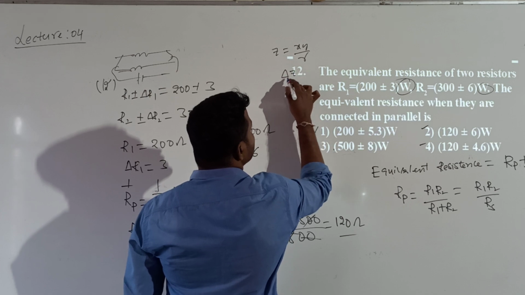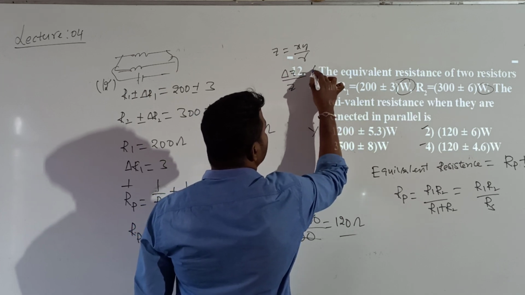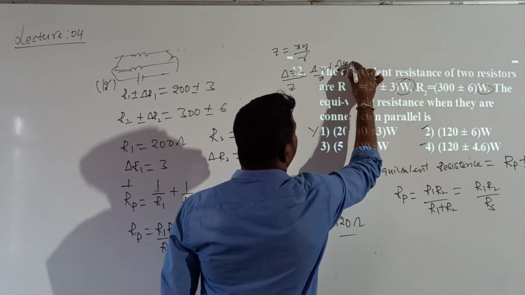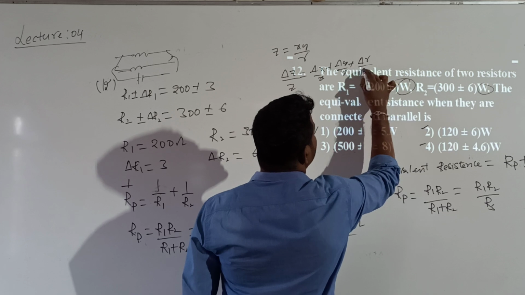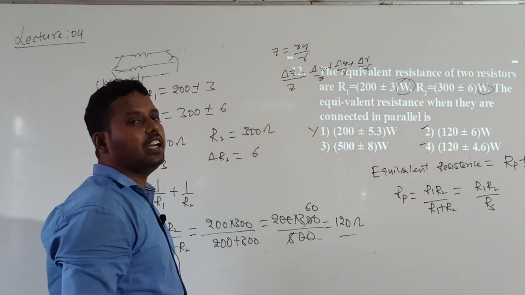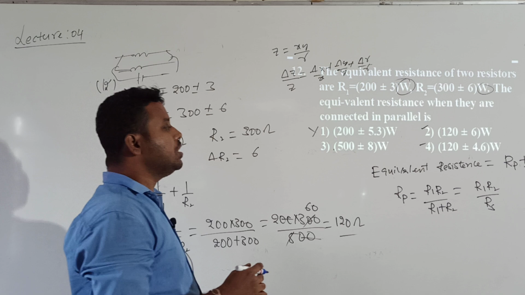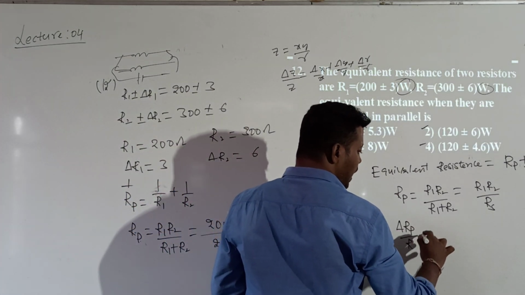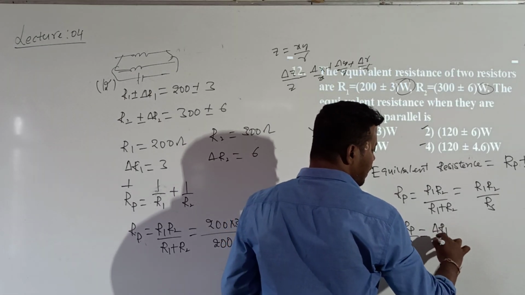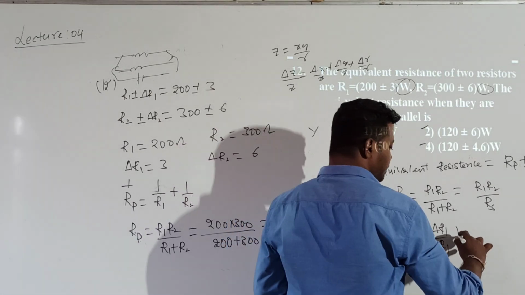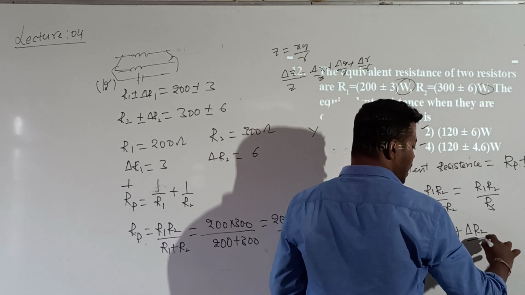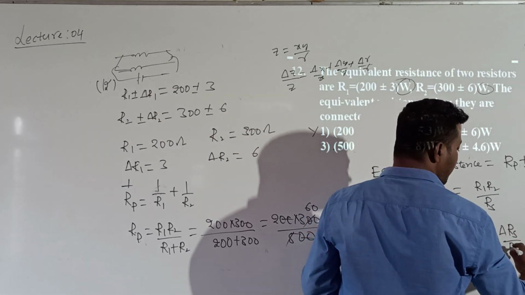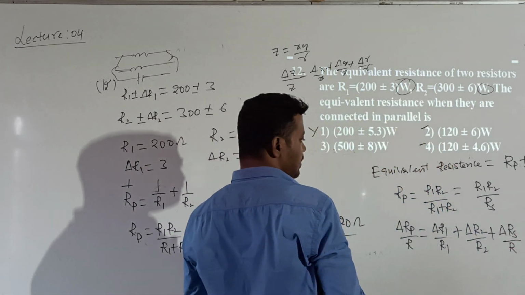What is the relative error in Z? Delta Z by Z is equal to delta X by X plus delta Y by Y plus delta R by R. Correct? We need to follow the multiplication rule and also the division rule. So what will I get as the answer for delta Rp? Delta Rp by Rp will be equal to delta R1 by R1 plus delta R2 by R2 plus delta Rs by Rs.